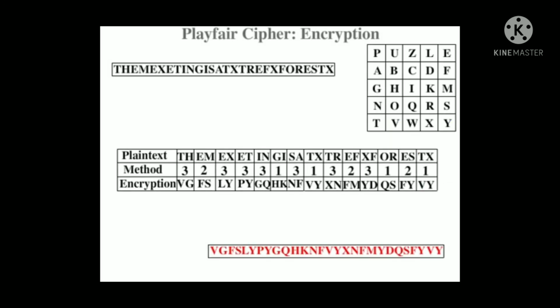V, G, F, S, L, Y, P, Y, G, Q, H, K, N, F, V, Y, F, M, Y, D, Q, S, F, Y, V, Y. This is the cipher text for The meeting is at 3 Forest.